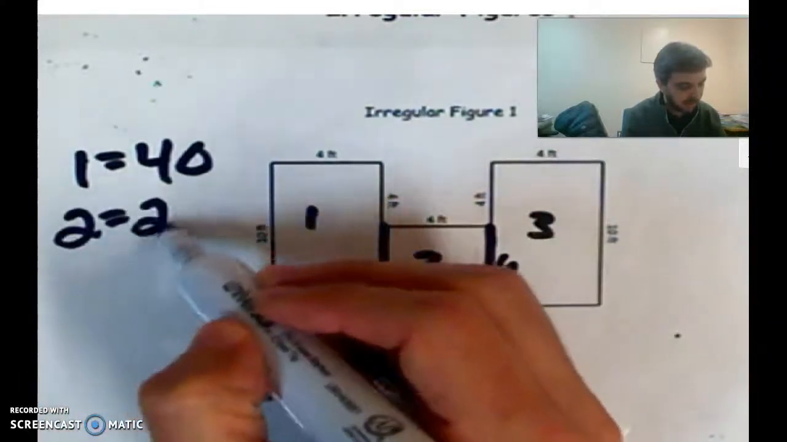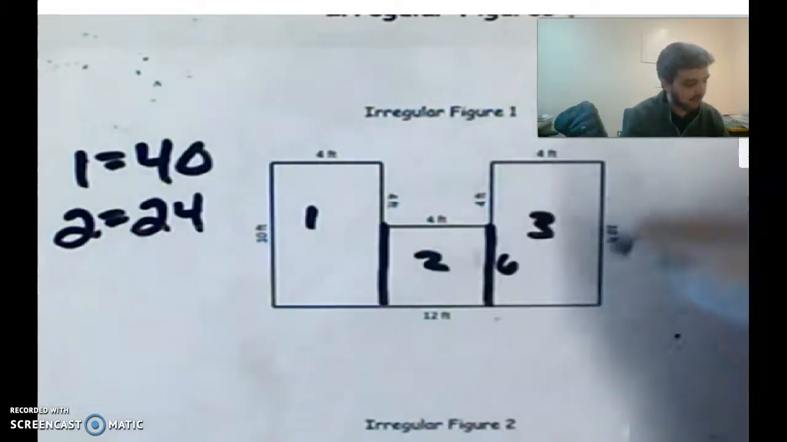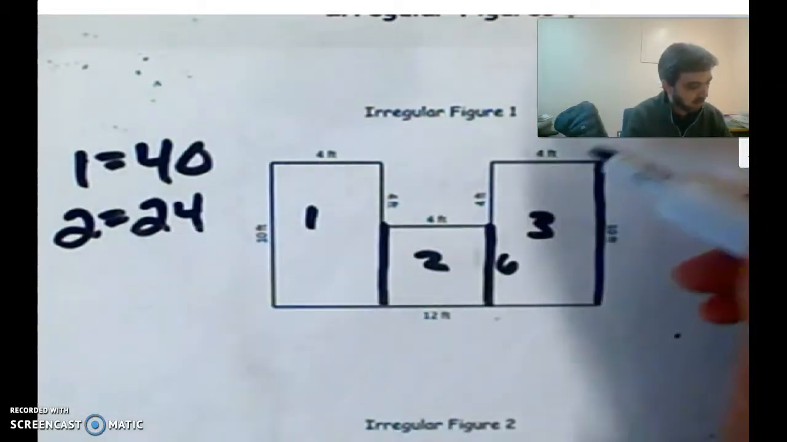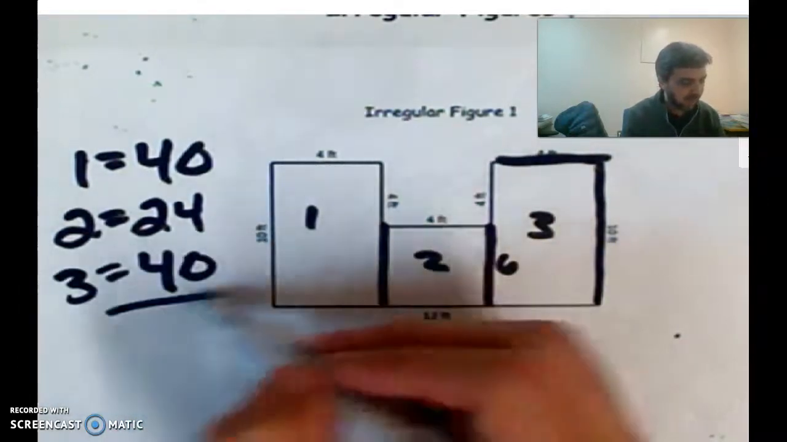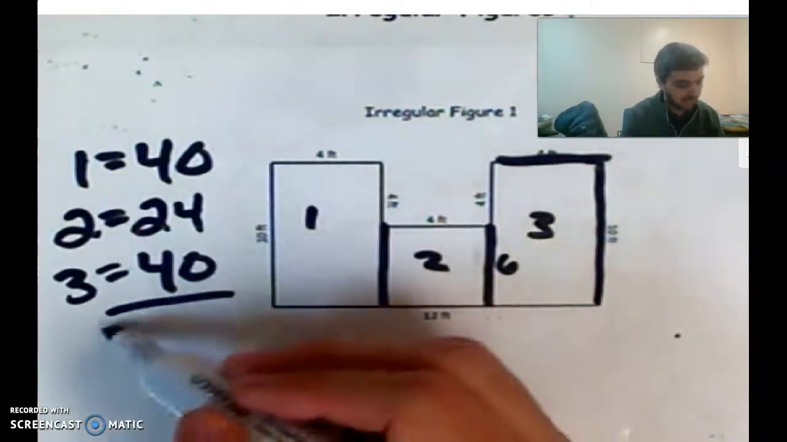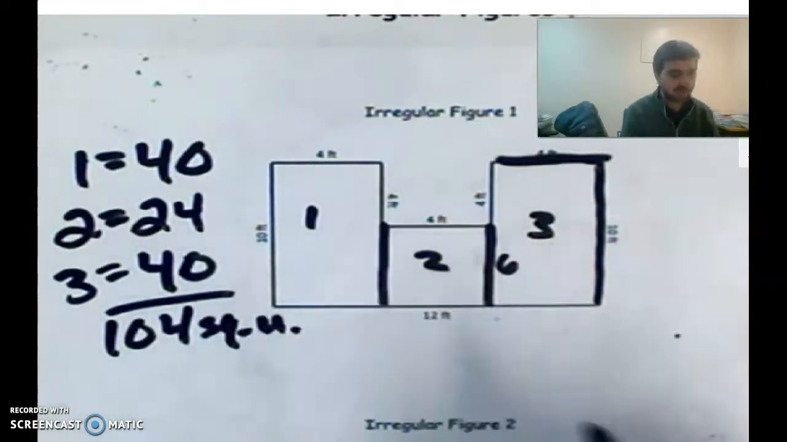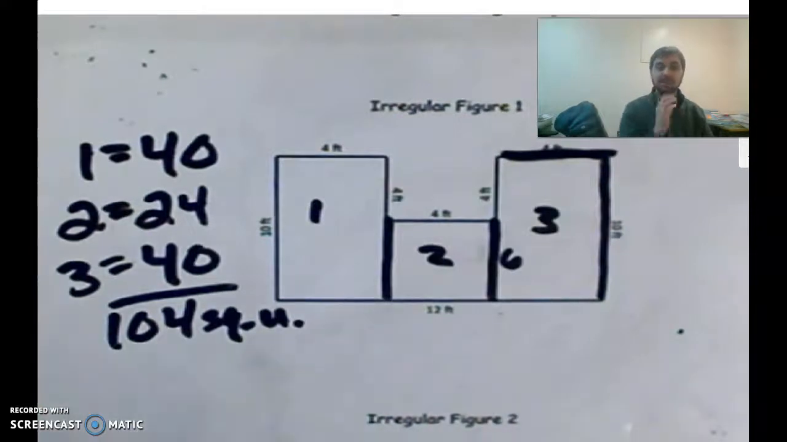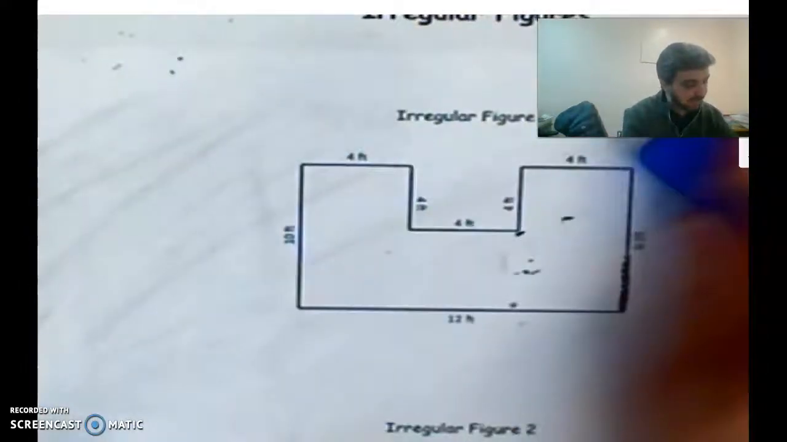And then rectangle 3 looks exactly the same as rectangle 1. It's got a width of 10, a length of 4, so that's also 40. And if you add those up, you get 40, 80, 104 square units. Okay? So there's different ways you can do it, right? You might have done it a different way.